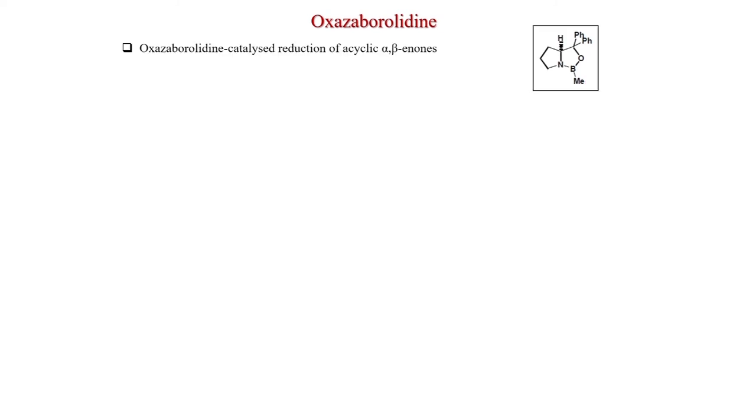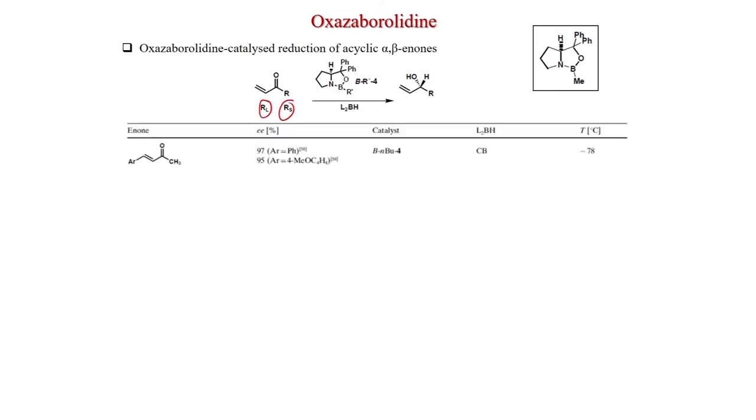Now, we will do the acyclic alpha beta enones. Here, the double bond is considered large to explain the stereochemistry, and this group is RS. So, this alpha beta unsaturated ketone, as this is the acyclic, gives 97% E, Ar is equal to Ph, Ar is equal to 4-methoxy, you get 95% E, and cyclohexyl borane at minus 70 degree centigrade.